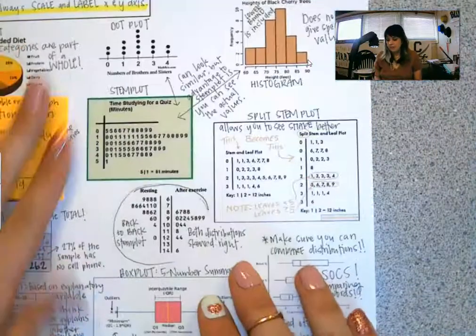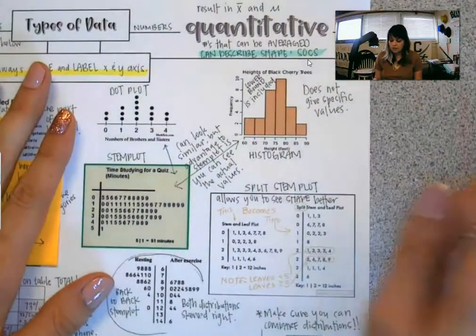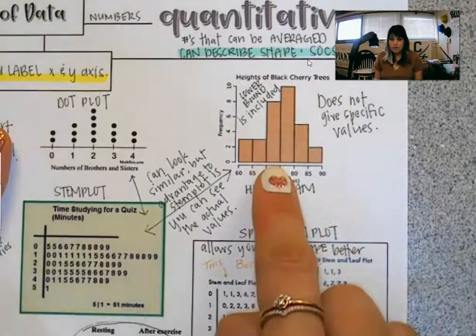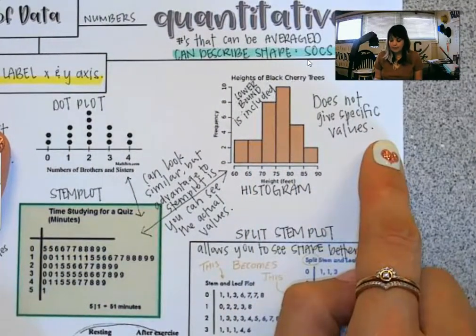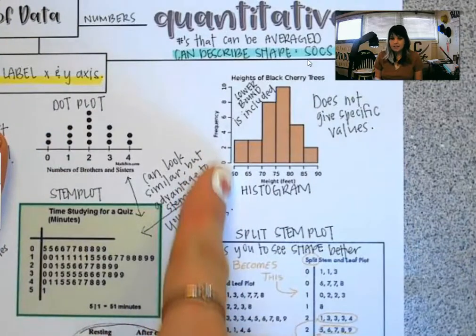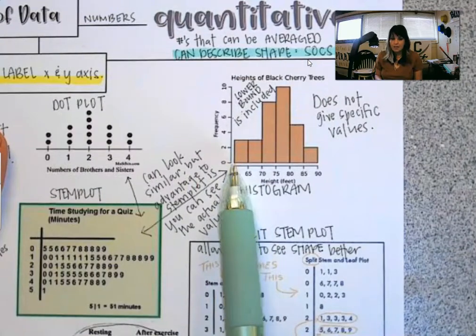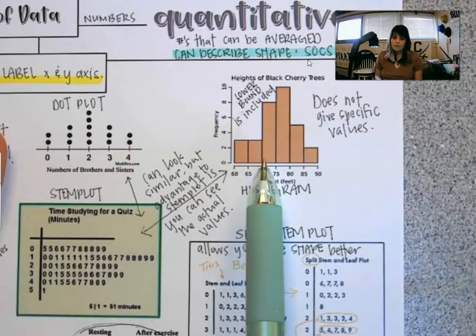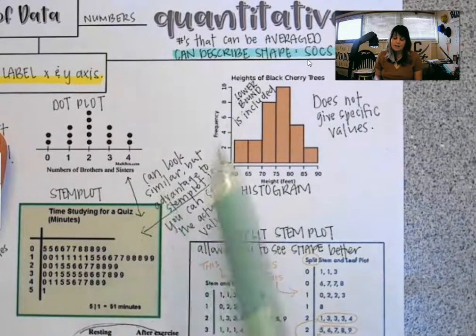Okay, then this other side, we've talked a lot about this other side, so just make sure that you remember that histograms do not give specific values, and typically it's the left-hand side that's included. So for this first class or bin, it includes 60, but not 65. This one includes 65, but not 70. So the lower bound for each bin is included in that interval.